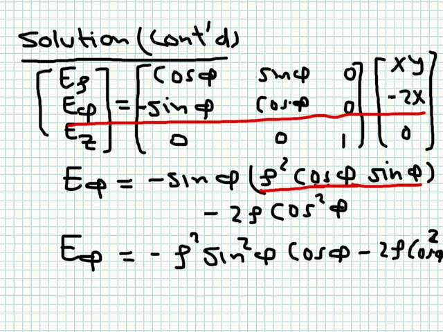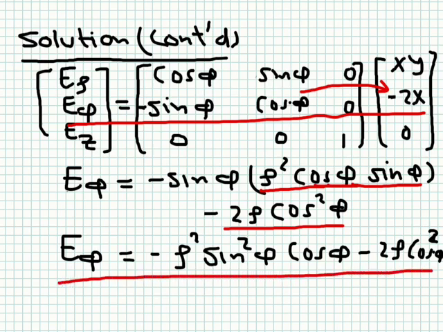The same thing I will do for the second term. So the second term here has cosine phi multiplying minus 2x. I will replace x by rho cosine phi. This will give me minus 2 rho cosine squared phi. So if you organize things, this is the value of e phi that you are going to be getting. Okay, so this is the phi component. This is not the full vector.